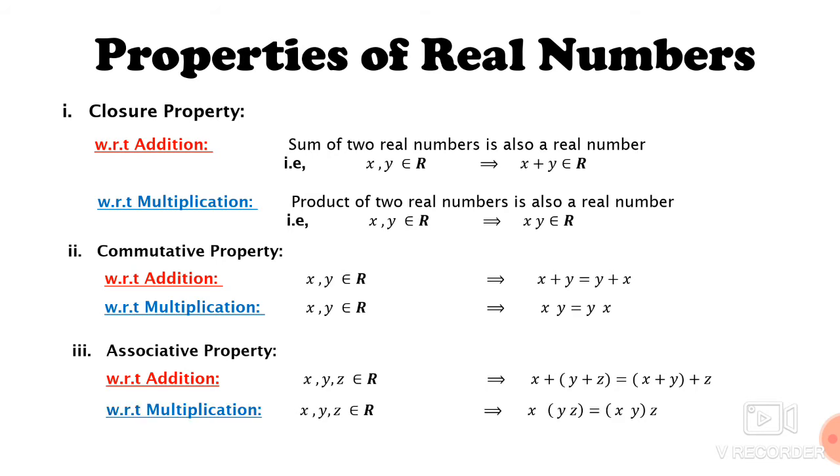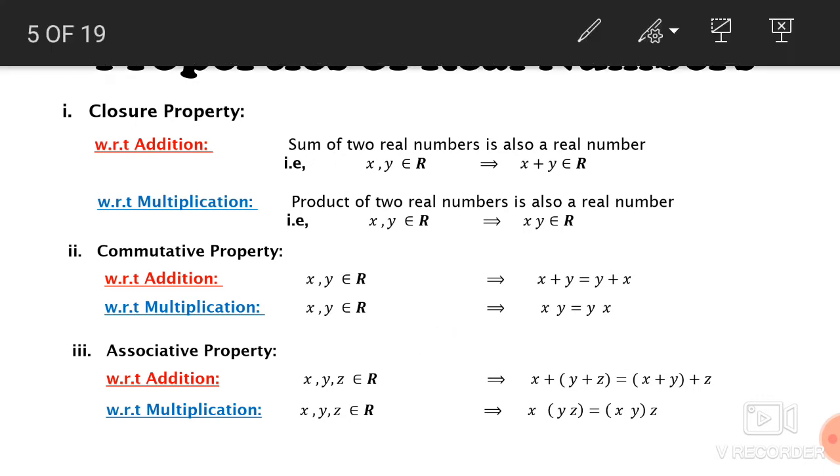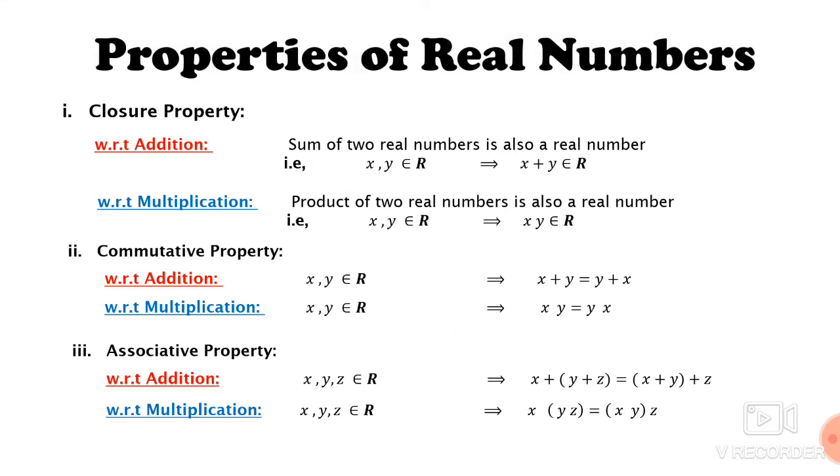In the same way, we have associative property with respect to multiplication. x, y, z belong to real numbers. If we multiply y and z first and then multiply with x, we will get the same result as when we multiply x with y and then multiply z with it.